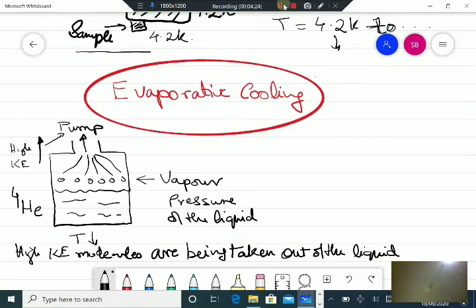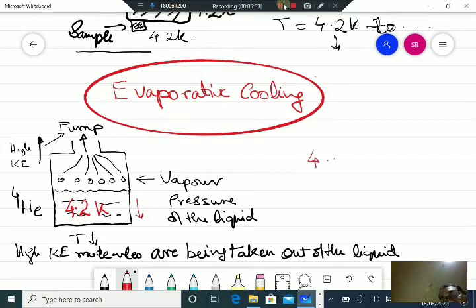This is how you actually cool, for example, your cup of tea. The high kinetic energy molecules of the tea on the surface, you blow over the surface and take them out so that they do not have a chance to go back into the liquid. When you do that, you start cooling down the cup of tea. In the same way, helium 4 can also be pumped over. You can take liquid helium 4 at 4.2 Kelvin, and keep on pumping over this liquid and bring down the temperature of the liquid.